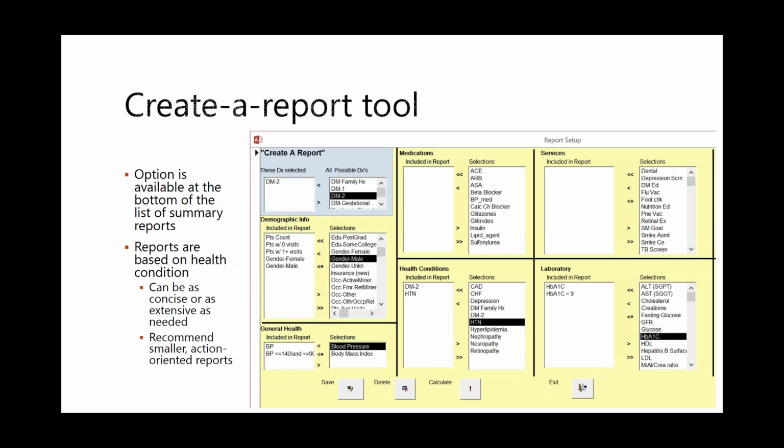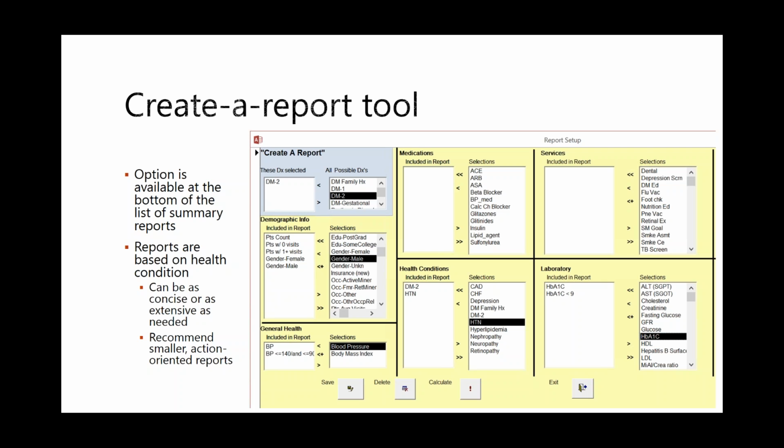So the first thing that we'll do in the top left of this form is choose the condition or conditions that we want to have our summary report based on. After we do that, we'll have a list of data selections that come up that are associated specifically with those health conditions. And the nice thing about this report is that it can be as concise or as extensive as we need, so we can pare it down or ramp it up to exactly what it is that we want to have displayed. My recommendation is that you start smaller.